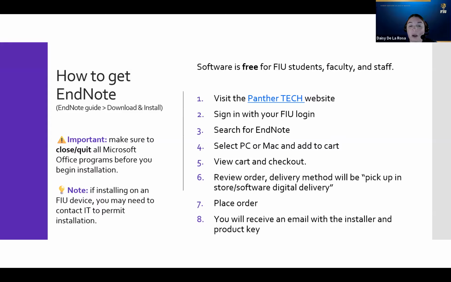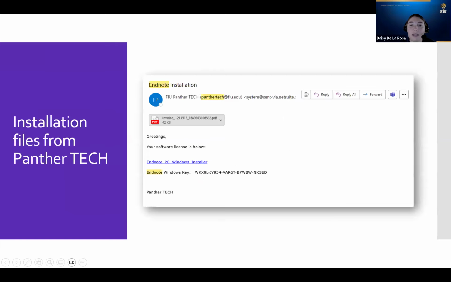If you're installing EndNote on an FIU device, you may have to contact your IT to give you the permissions to install the software. I know for me, on my FIU device, I have to contact IT for them to put in their credentials to allow the installation and download of the software. So just some things to keep in mind. This is just a screenshot of what the installation file is going to look like from PantherTech. It'll be the little invoice, but what you really care about there is the link to the Windows installer and then the product key that it will ask you for.